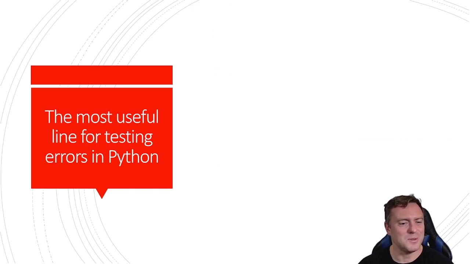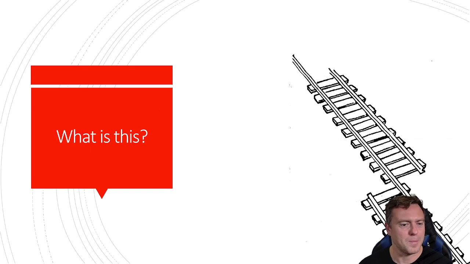The most useful line for testing errors in Python, from my personal experience, is using the print statement. This is so handy when you're trying to work out what went wrong. By typing print, you can just put in the variable that you're interested in, output it into the console, and understand what went wrong.